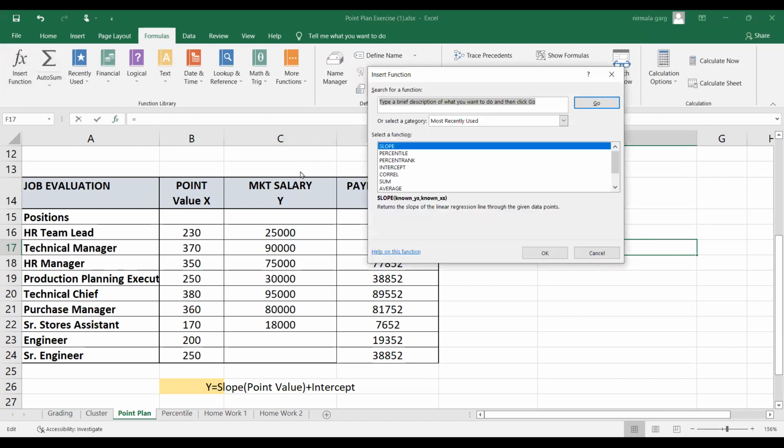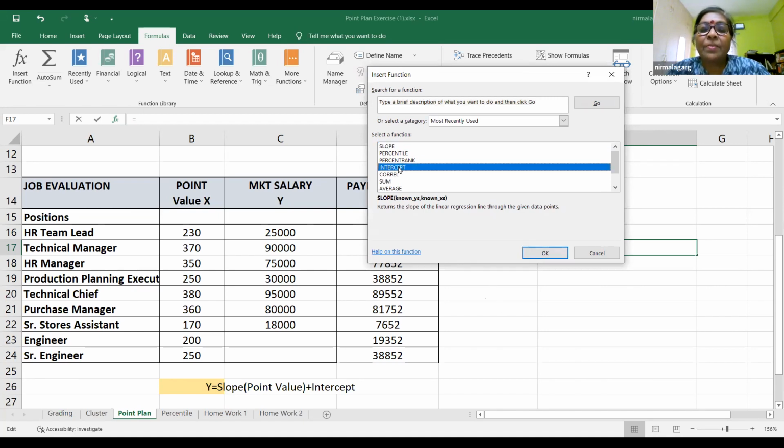So what does 390 indicate, ma'am? That is your slope value. I told you that when you are doing your point plan method, first you are assigning points, then market data, just like your job grading. Now what are we doing? Calculating two values, slope and intercept. We are going to do regression. That's what I want to tell you now. So you calculated slope. Now I'm calculating intercept.